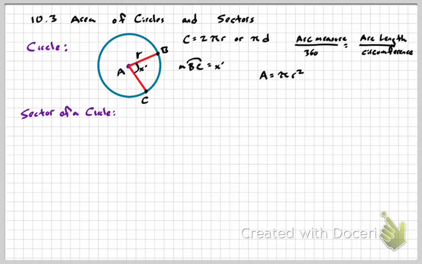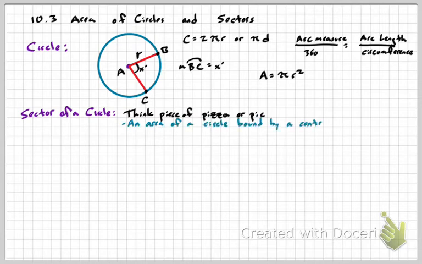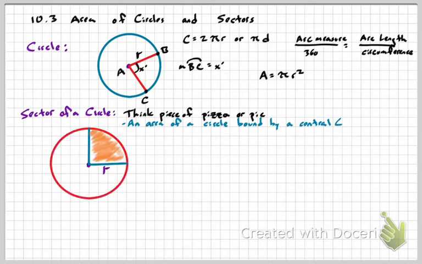Okay? So, sector of a circle. All right, that's kind of the new big thing for today. The sector of a circle is like a piece of pie or a piece of pizza. It's a certain portion of the circle. So a sector is an area of a circle bound by a central angle. So this right here in yellow, that is a sector, or what I have here in orange.